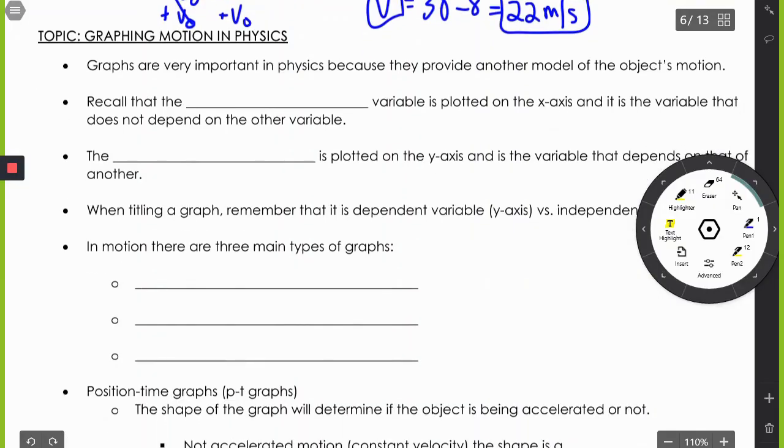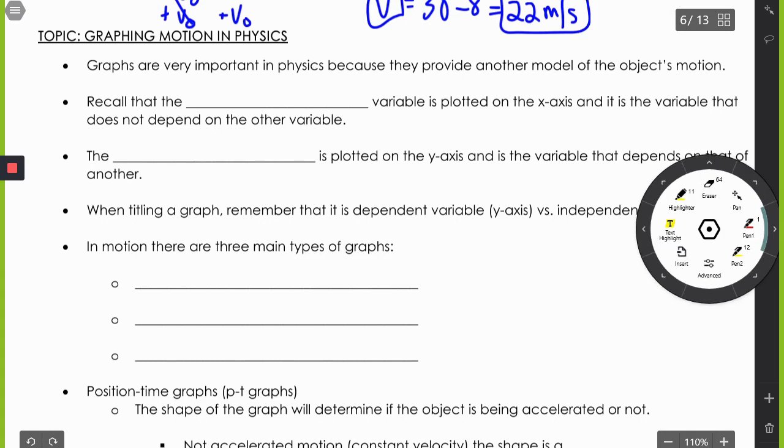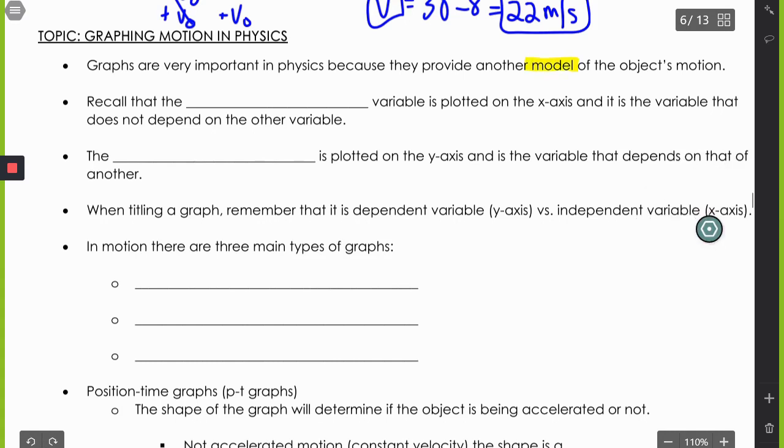What we're going to do today is going to help us set up for the lab that we're doing tomorrow, or starting. So you guys will do the lab Wednesday, graphing motion in physics. Graphing is very important because it's another way to model the motion. And I know in AP Physics we talk about the science practices, and one of them is modeling. Equations, descriptions, graphs, they are ways that we model motion in physics.